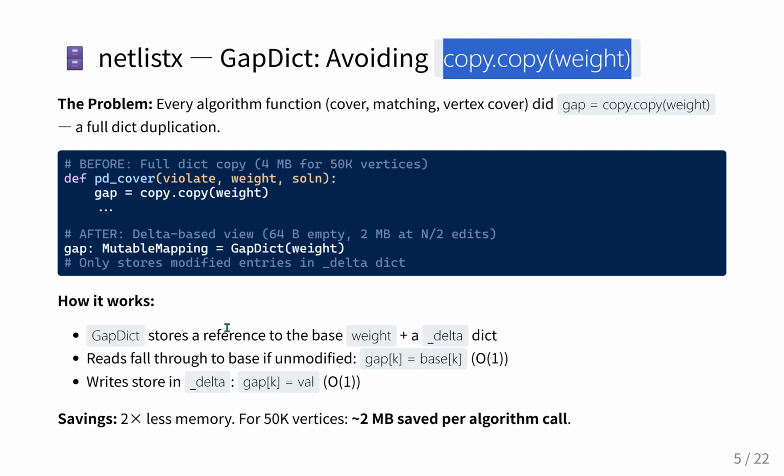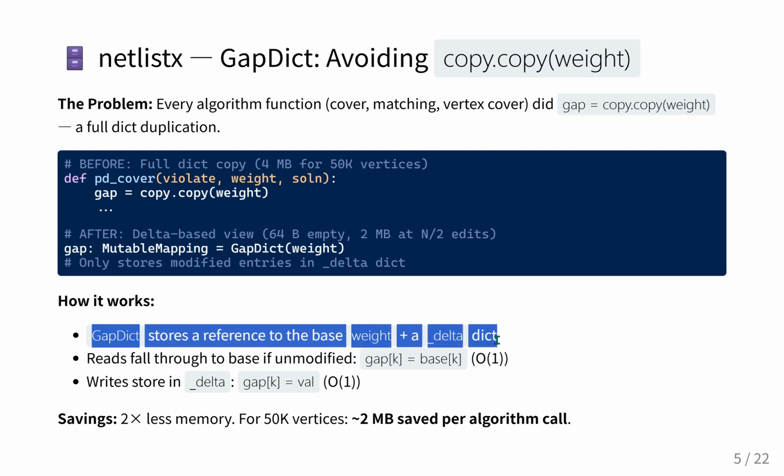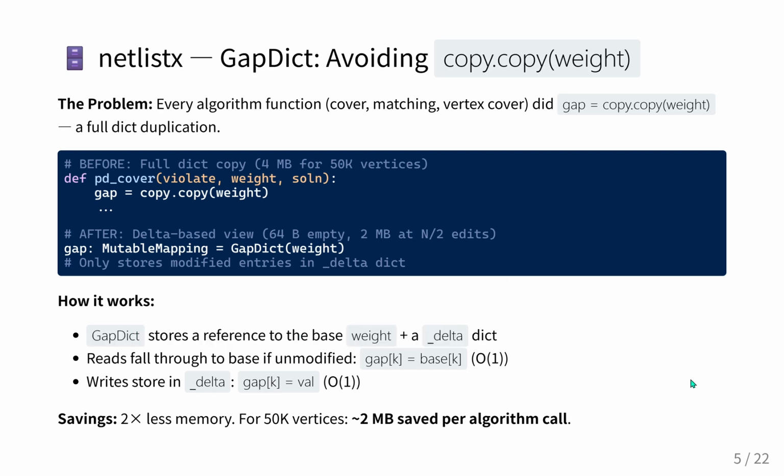Instead of cloning the base map, a gapdict just holds a reference pointer to the original immutable dictionary, and it creates a tiny, totally empty delta dictionary. Oh, wow. So if I just want to change one weight, it only writes that one change to the delta dict. Exactly. And when you go to read a value, the gapdict checks the delta first. If the key is there, it returns it. If not, it falls back to the original dictionary.